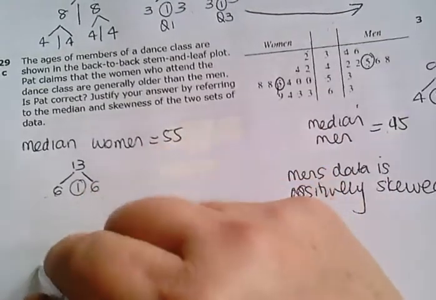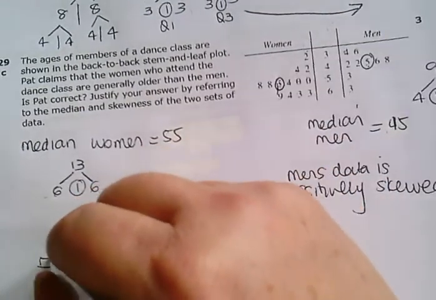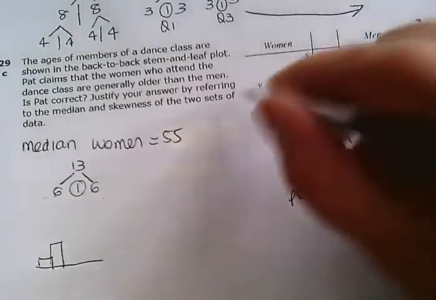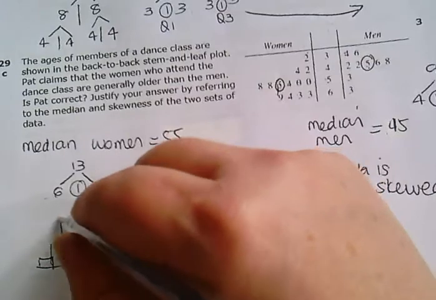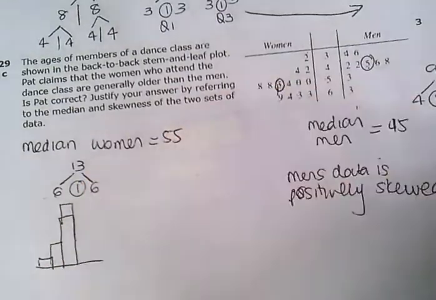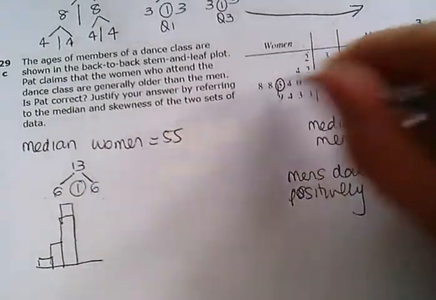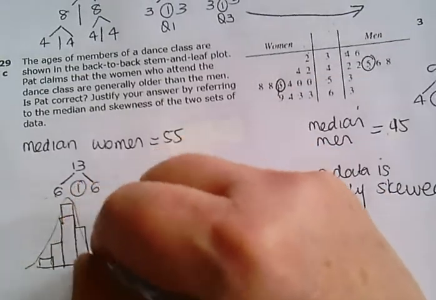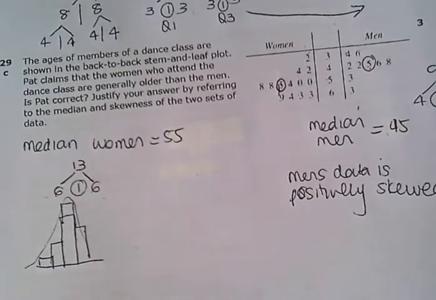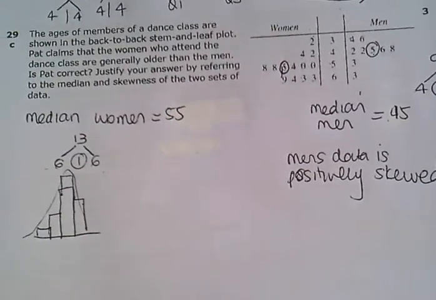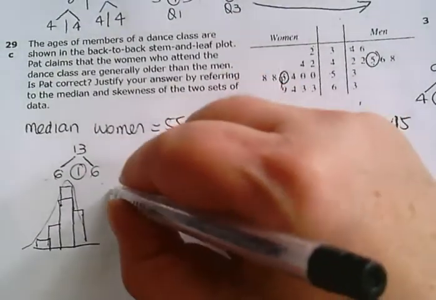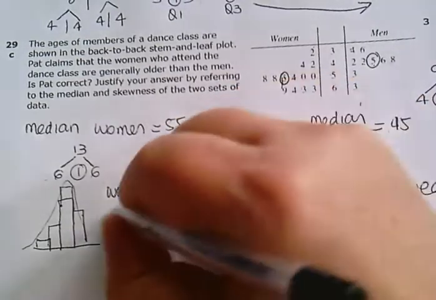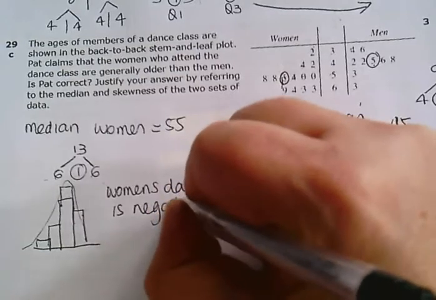If I did women in a column graph, the 30s is 1 high, for example. The 40s is 2 high. The 50s goes 6 high. Watch, that's even higher. And the 50s are 6 high and the 60s are 4 high. Now that to me looks like more of the data is at the back, so that means it's negatively skewed. So the women's data is negatively skewed.